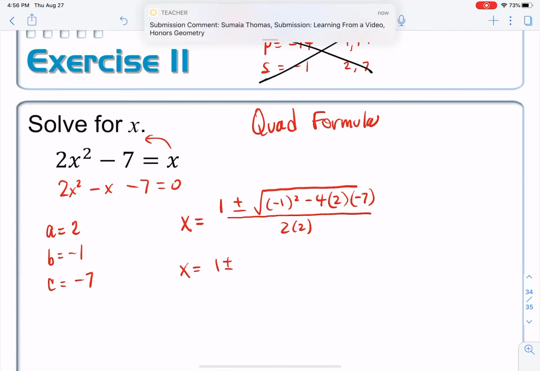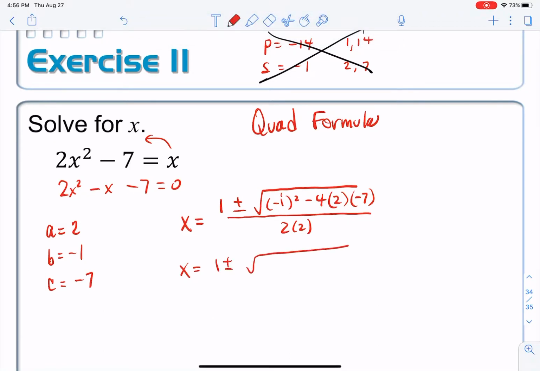1 plus or minus the square root of. 1 squared is a 1 up there. When I square that negative, it'll be positive. Okay, and then when I multiply this, I'd have a negative 8 for those two times a negative 7 makes it a positive 56. So I have a 1 plus 56 all over 2 times 2. I got 4 on the bottom, which means I have final answer as x is equal to 1 plus or minus the square root of 57 over 4.